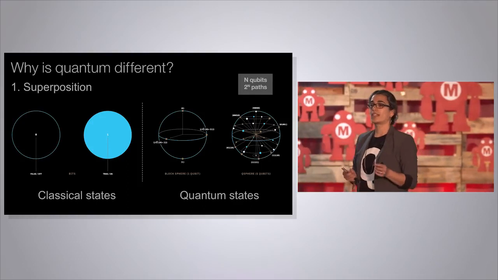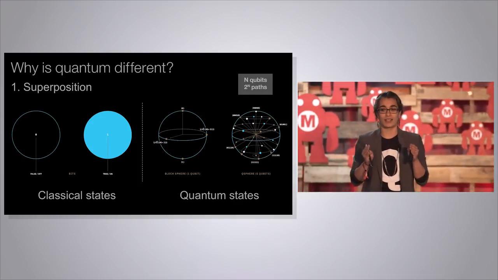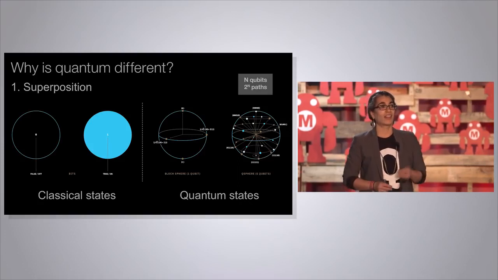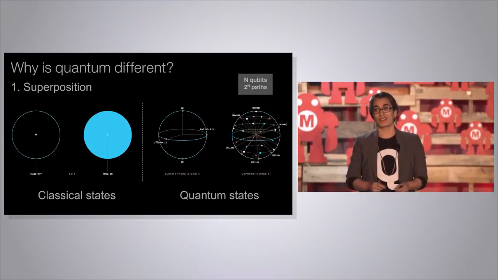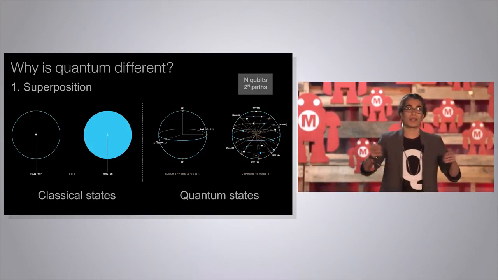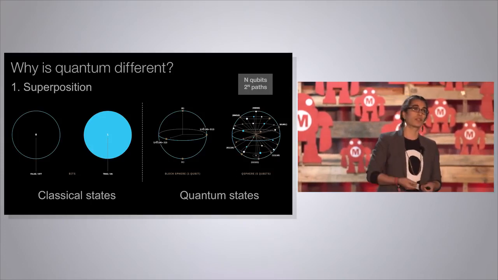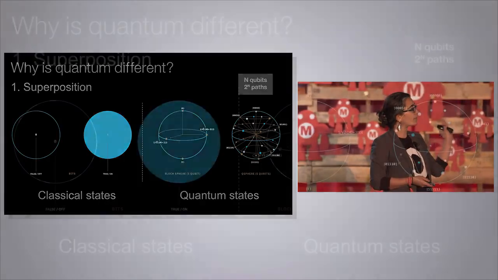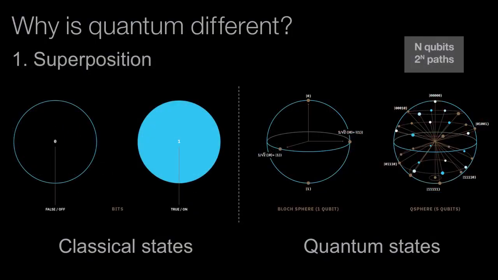If 1 qubit can be in a superposition of 2 states, then 2 qubits can be in a superposition of 4 states, and 3 qubits can be in a superposition of 8 states. So the possibility space you can explore is much more interesting and complex in quantum information. The diagram on the right is showing you a superposition of 5 qubits, right? So you can be in a superposition of 32 states. So superposition is the first thing.